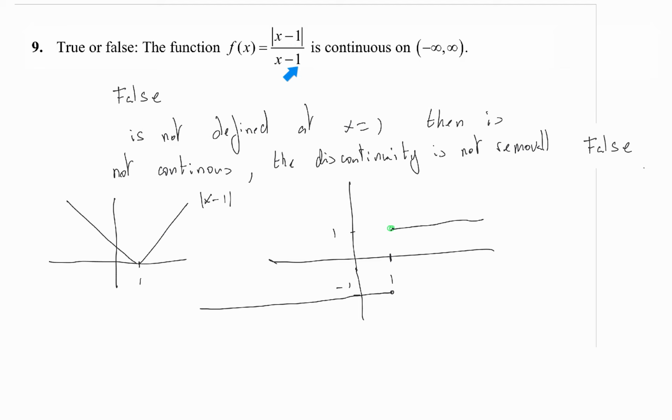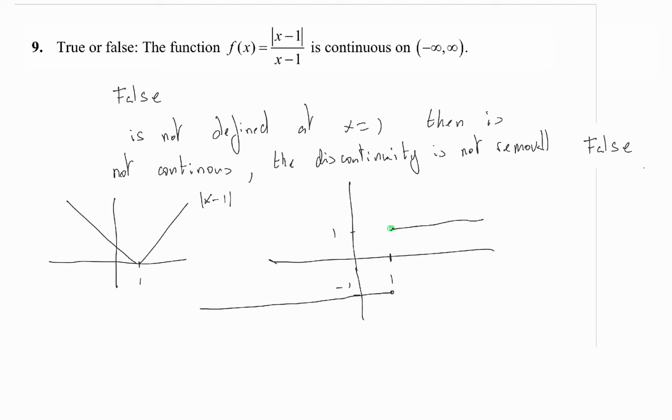1 divided by minus 1 is minus 1. So at x equals 0 the value is minus 1. So for all points, the value that this function takes for x less than 1 is minus 1. Is this function continuous? No.